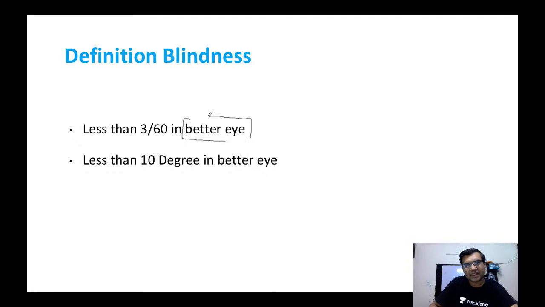Now what I mean is, let's say patient A has 6/60 vision in the right eye, and in the left eye the patient has 1/60 vision. Is the patient blind or not?